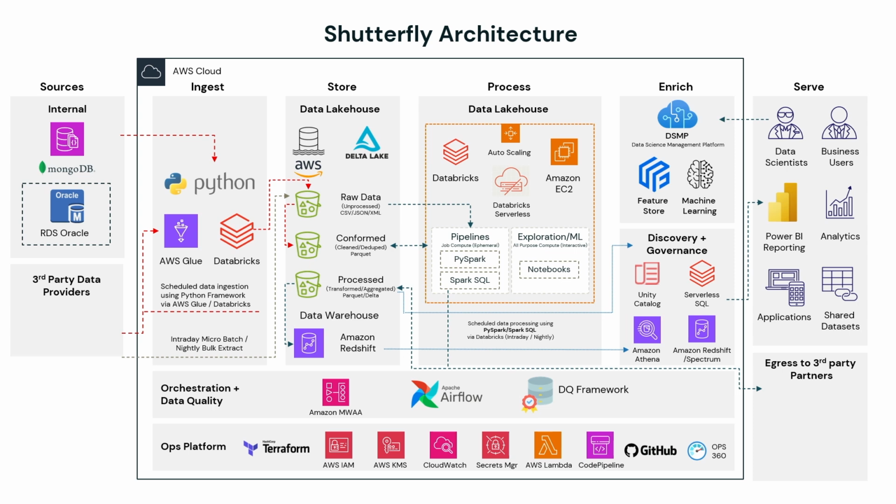And then the enrich layer, basically that's where the Unity Catalog fits in. That's our discovery and governance solution. We are also providing serverless SQL use, as well as Amazon Athena and Amazon Redshift Spectrum. And in the serve layer, that's primarily our Power BI reporting, analytics, other applications, and egress to third-party partners. For orchestration and data quality, we're using Airflow and a homegrown data quality framework that is used by all our pipelines. So I just wanted to show where the Unity Catalog fits in and how this will evolve.